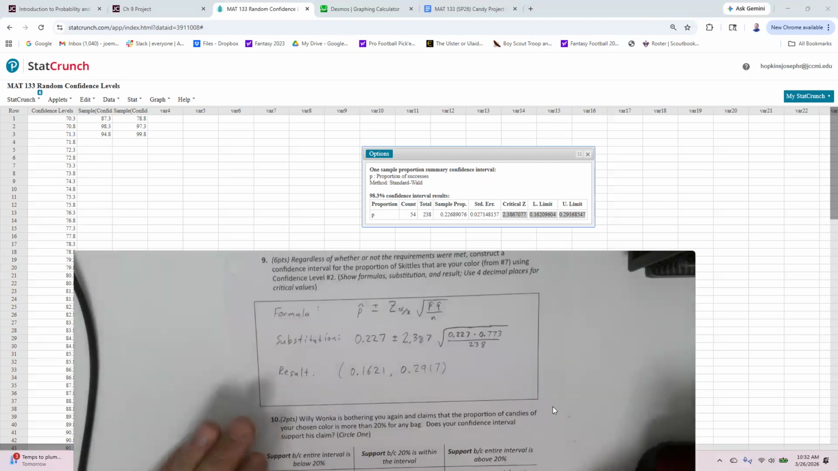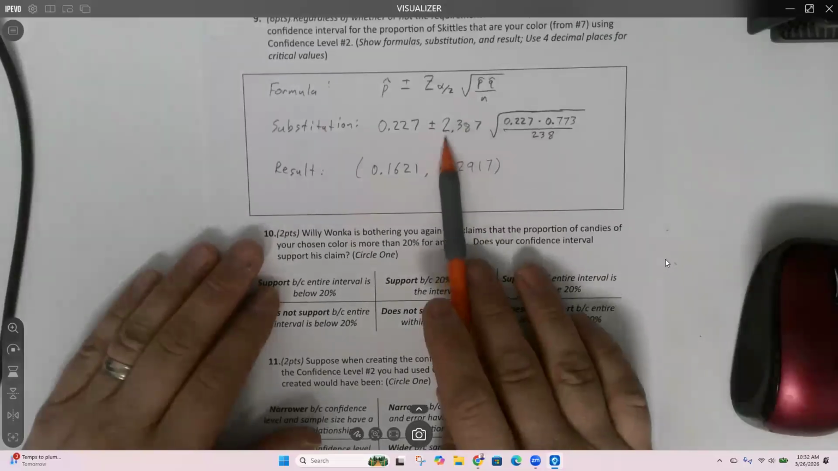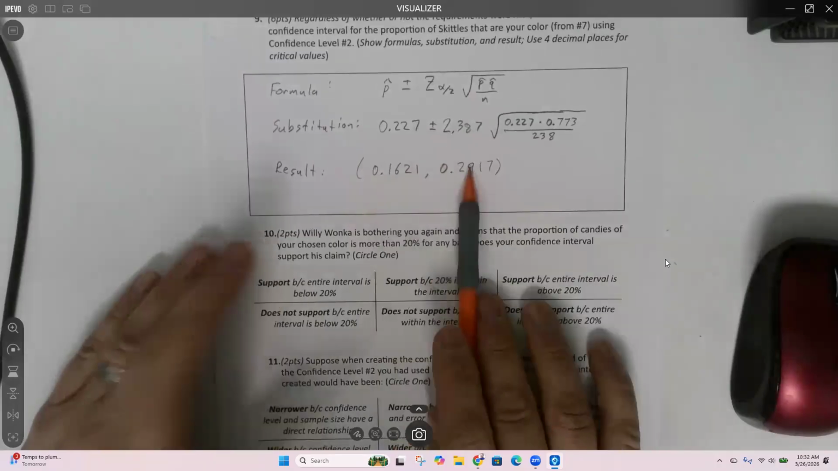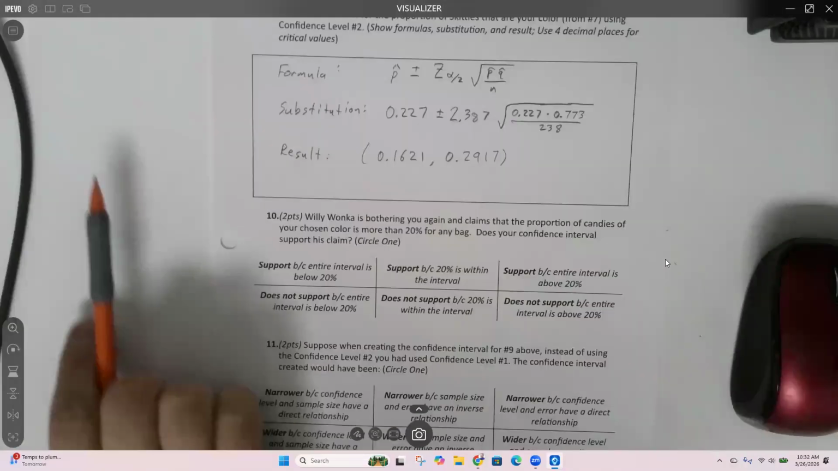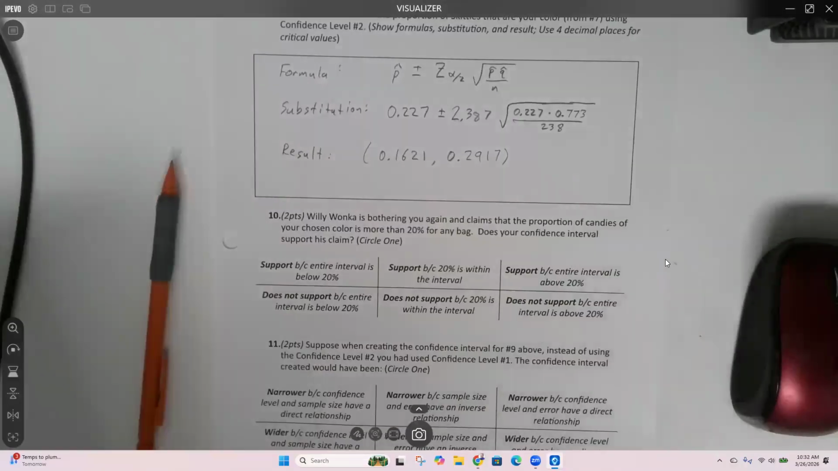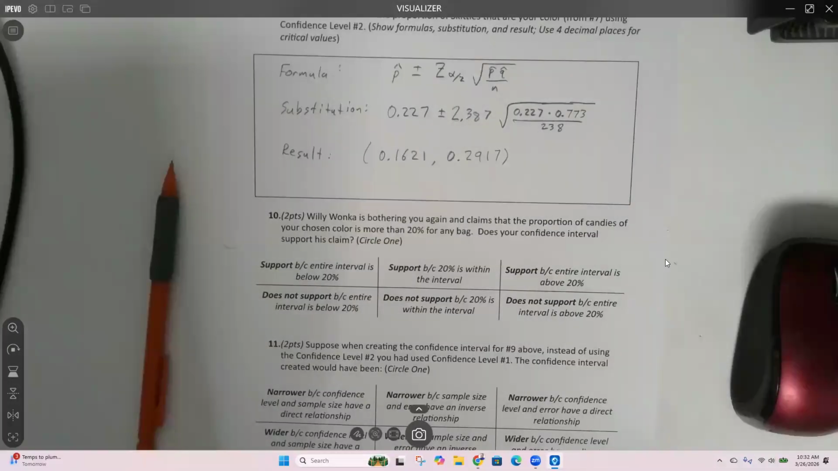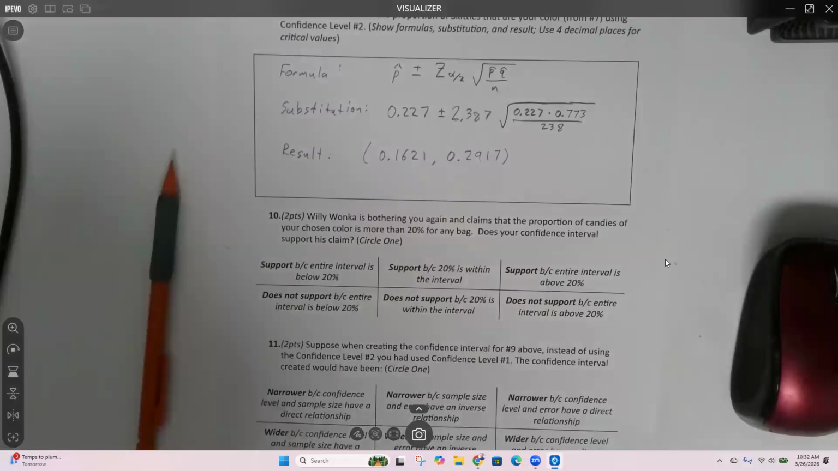Now, if you use the calculators, your result might be very slightly different from what you'll get in StatCrunch. The reason for that is rounding. Either of those is fine. You can use either method. I showed you both before. I can show you the calculator here if you want, but for now I'm just going to keep going.